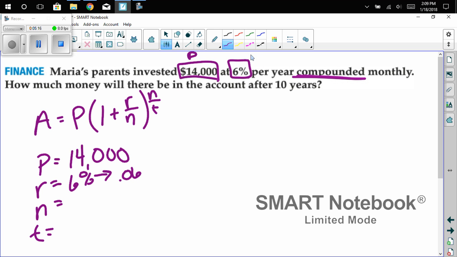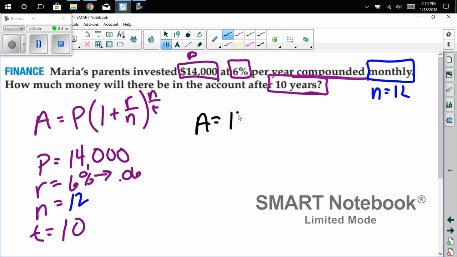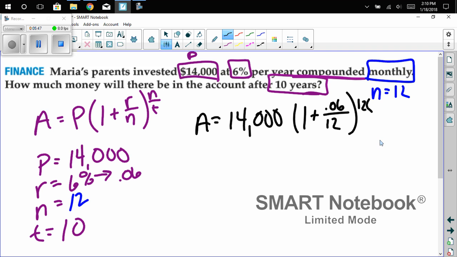N: it says compounded monthly. How many months are in a year? It's 12, so that gives us that N is going to equal 12. And then T, of course, is how long. It says 10 years here, so we're going to put 10 in for T. Plug all this into our equation, so we get A equals 14,000 times (1 plus 0.06 over 12) to the 12 times 10.